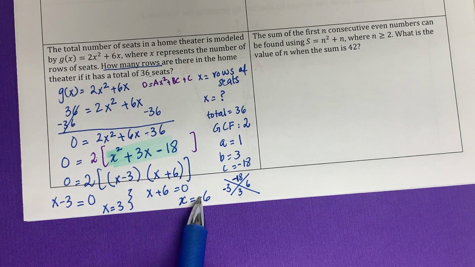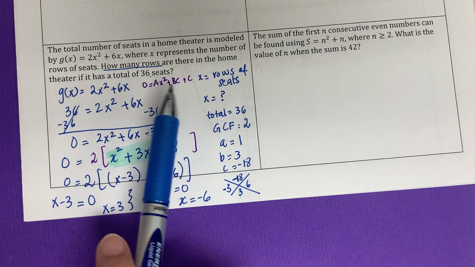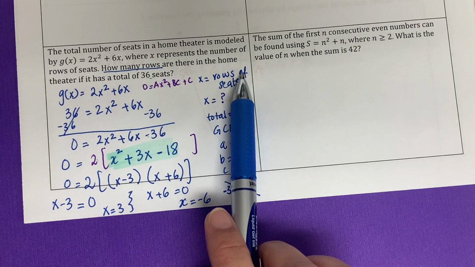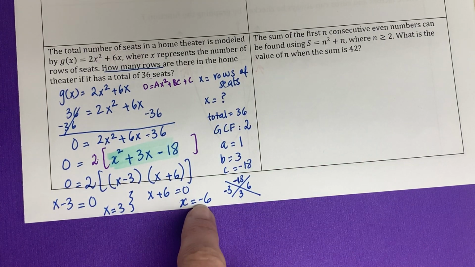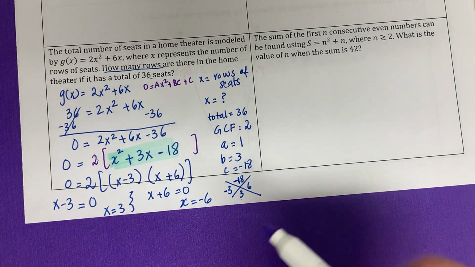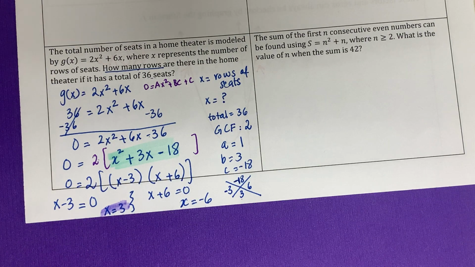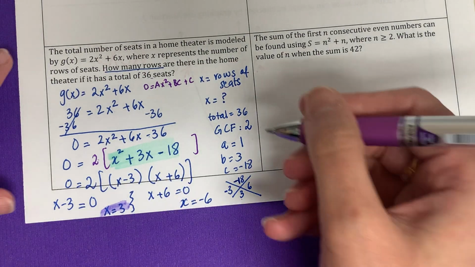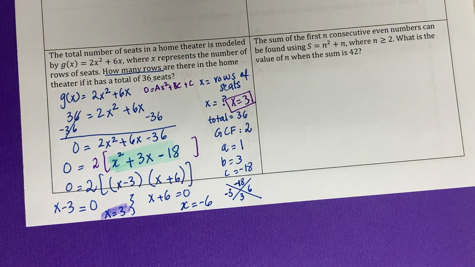All right, I have two x values, and I needed the x value. You are looking for the number of rows of seats. So negative 6 should not be your answer because your common sense should tell you that you cannot have a negative number of seats. So it has to be x equals 3. So your final answer would be x equals 3. So 3 rows. That's how many the theater has. 3 rows of seats.